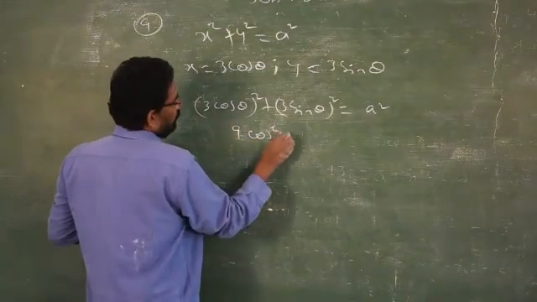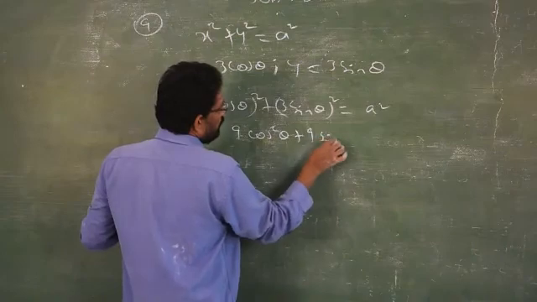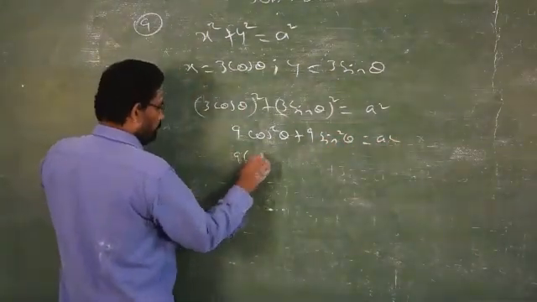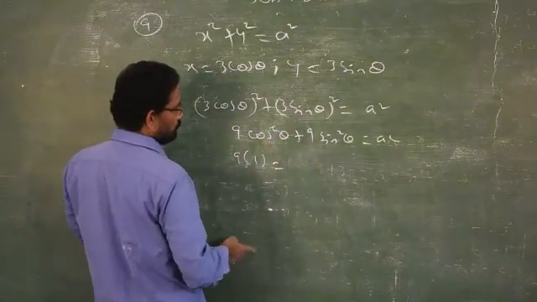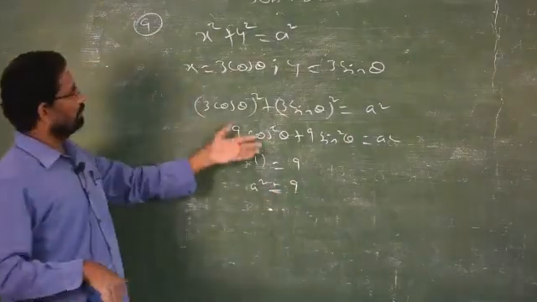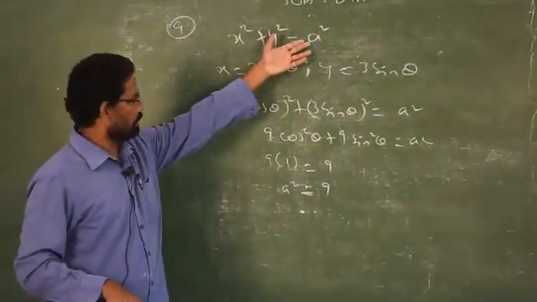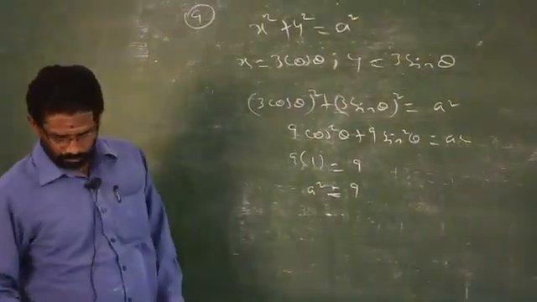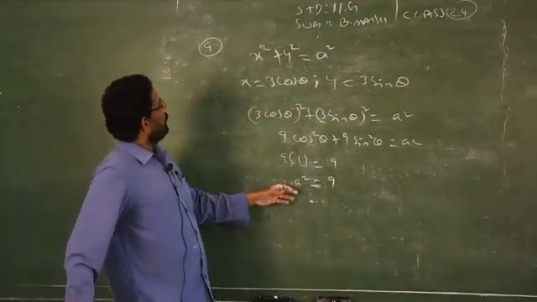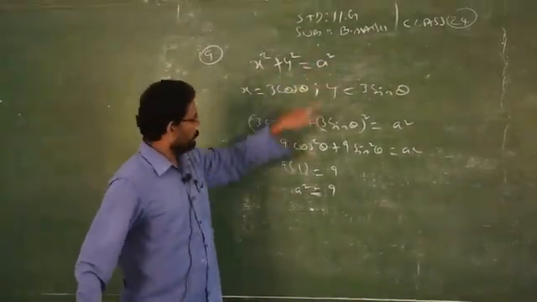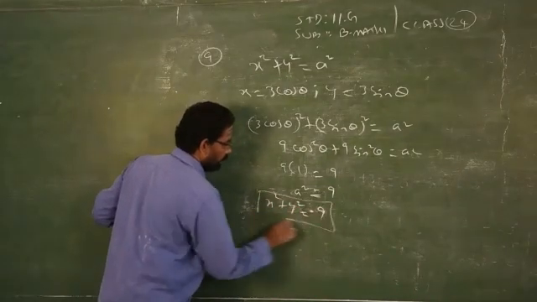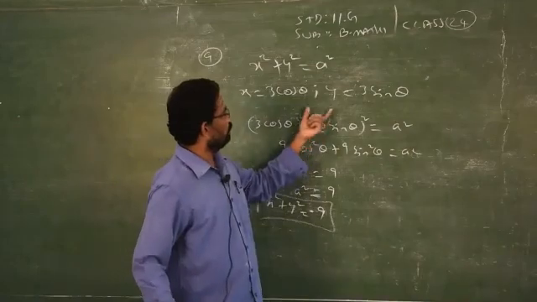So when you square this, 9 cos square theta plus 9 sin square theta is equal to a square. When you take 9 outside, you get sin square theta plus cos square theta, how much? 1. That is 9. So a square is equal to 9. Just replace a square by 9, you will get the answer. Clear? So x square plus y square is equal to 9. This is your required equation of the circle when the parametric equations are given.